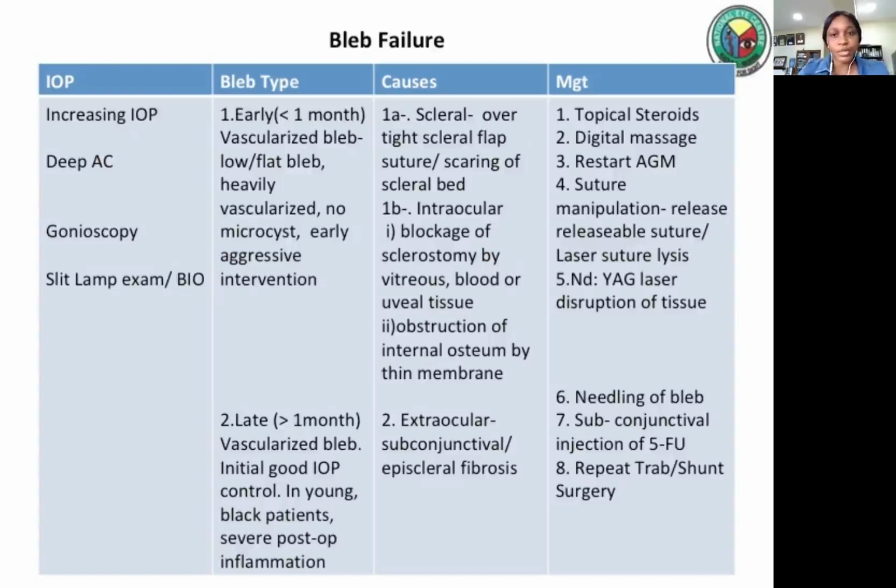Other things that could be done, especially if it is a tight suture at the scleral flap, is to release the releasable suture. And this, once again, stresses the importance of putting a releasable suture when you do a trabeculectomy. So here you release the releasable suture, and you will also see the bleb forming properly. And where you can't release, then you can use laser suture lysis to lyse the suture and help the bleb to form. Also, you can use ND-YAG laser to disrupt the tissues that are within the internal ostium. For this, you have to do it with gonioscopy.